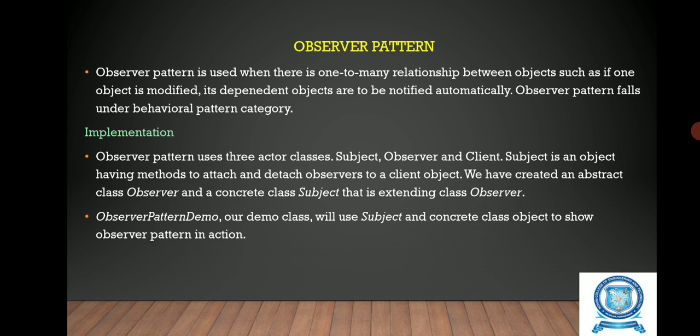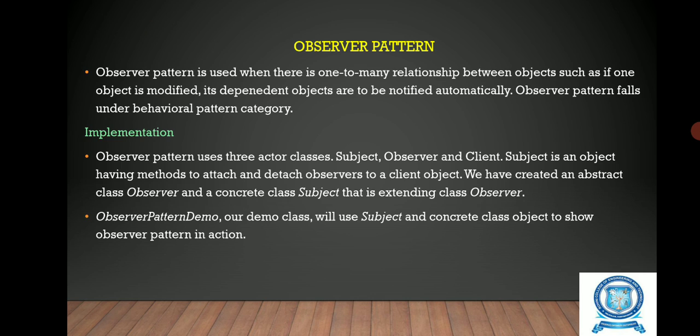Now let us see about observer pattern. Observer pattern is used when there is a one-to-many relationship between objects, such that if one object is modified, its dependent objects are notified automatically. Observer pattern falls under the behavioral pattern category. Implementation. The observer pattern uses three actor classes: subject, observer, and client.